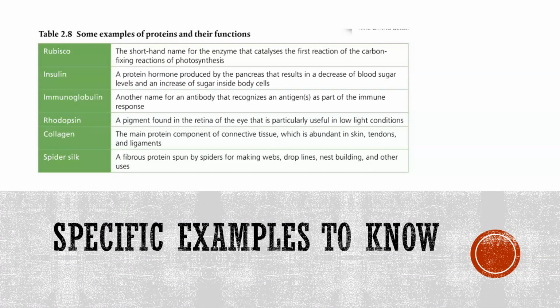So some specific examples that you need to know, okay? So we've got a list of proteins here. Some of those you may have heard of. I'm sure you've heard of insulin. I'm sure you've heard of collagen, and you've probably heard of spider silk, okay? And you've got their functions there. So these are some specifics that you do need to know.